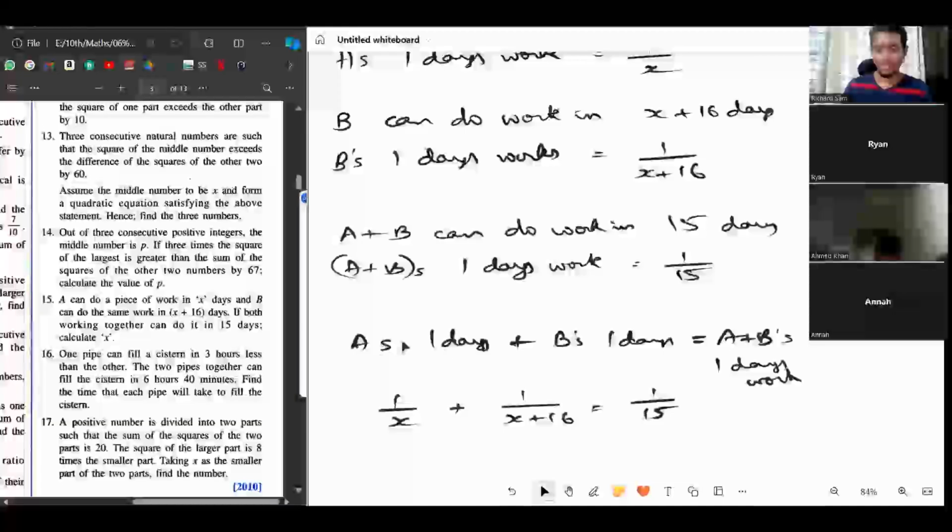So the equation is A's 1 day's work plus B's 1 day's work is A plus B's 1 day's work. If you substitute the formula, we get this equation. Simplify this equation, we'll get a quadratic equation. Solve the quadratic equation, you'll get X.